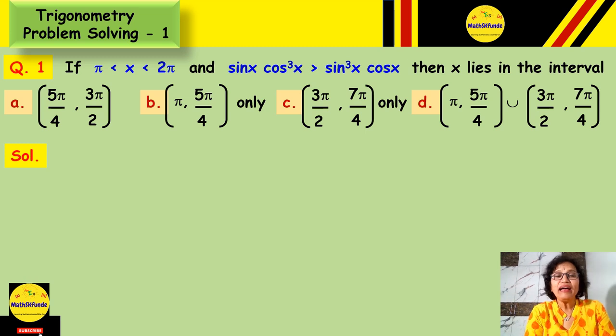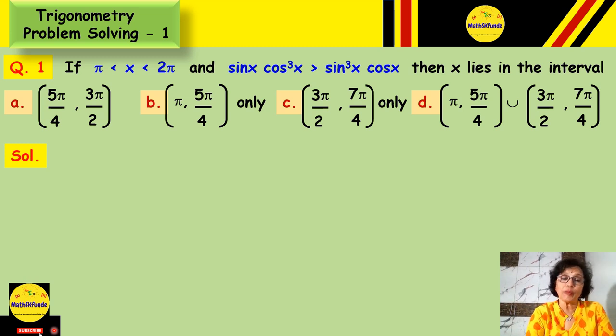Hello everyone. I've got one trigonometric inequation today, that is sin x cos cube x greater than sin cube x cos x. And the condition on x is that it lies between pi and 2 pi. And also there is no equal to sign at two ends. That means x equal to pi and x equal to 2 pi will not be part of the solution set.